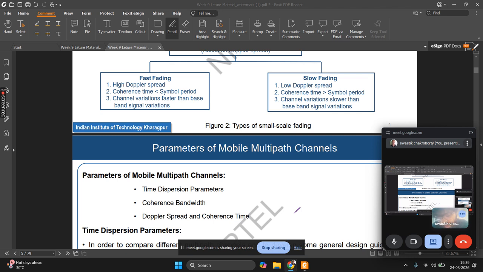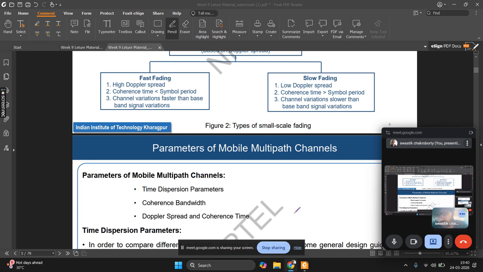That is one parameter. Another parameter is the coherence bandwidth. Coherence bandwidth means the frequency range in which you will experience flat fading. If the signal is occupying more than the coherence bandwidth, you will experience frequency selective fading. But if you stay within the coherence bandwidth, you will experience flat fading, which is much easier to handle.